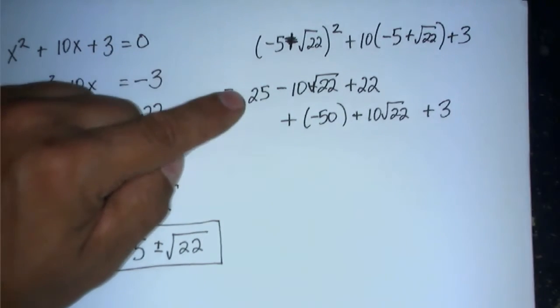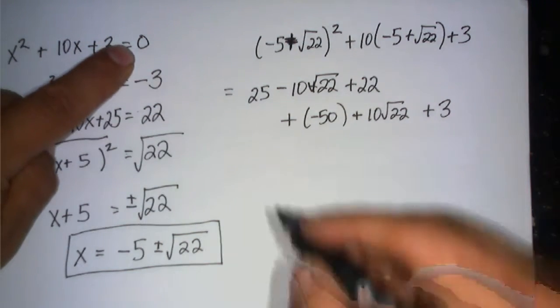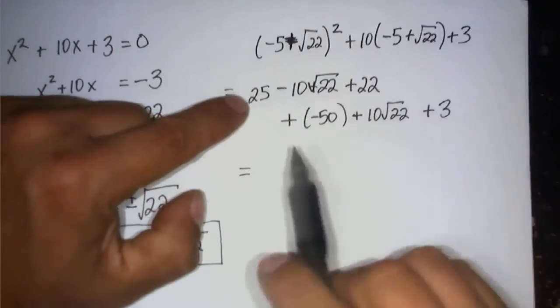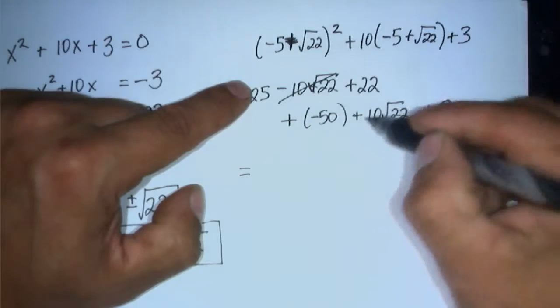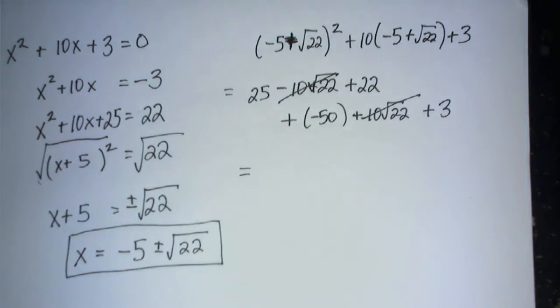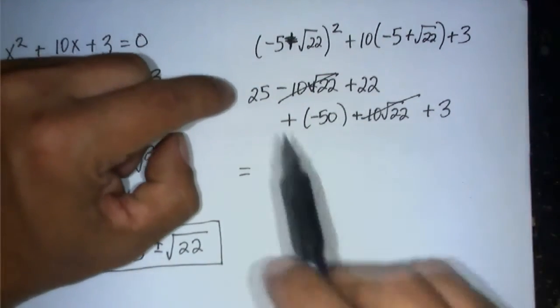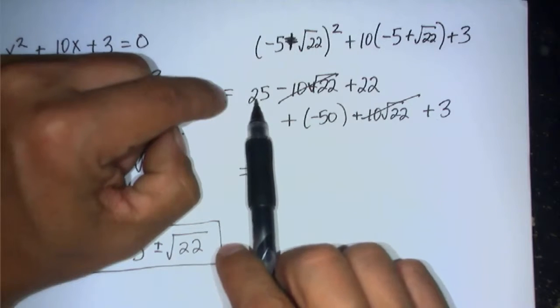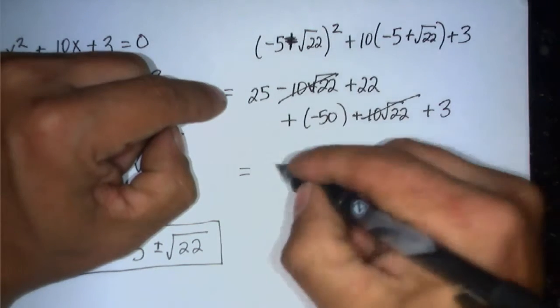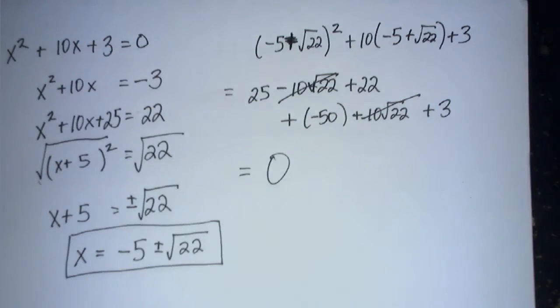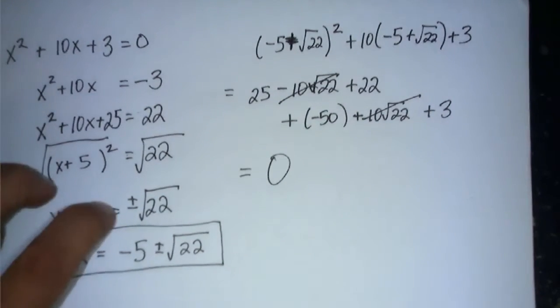Now what should this add up to? It should add up to be 0, right? Let's see if it does. Negative 10 square roots of 22 and 10 square roots of 22, those two cancel. Those two positive and negatives cancel. 25 plus 22 plus 3 is 50. 50 minus 50 is 0. So that works. And it also works for the negative. I'm not going to do it for the negative. But this is why you complete the square.